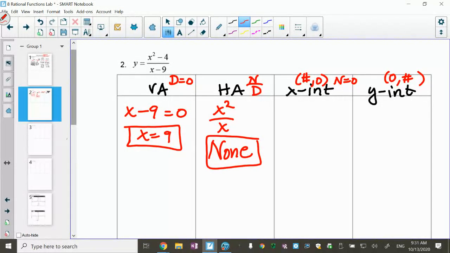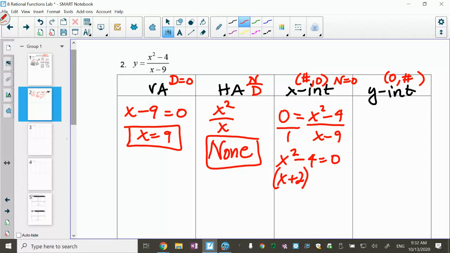The x-intercept is where y is 0, so I say 0 equals (x squared minus 4) over (x minus 9). Cross multiply, and you end up with x squared minus 4 equals 0. (x plus 2)(x minus 2) equals 0.